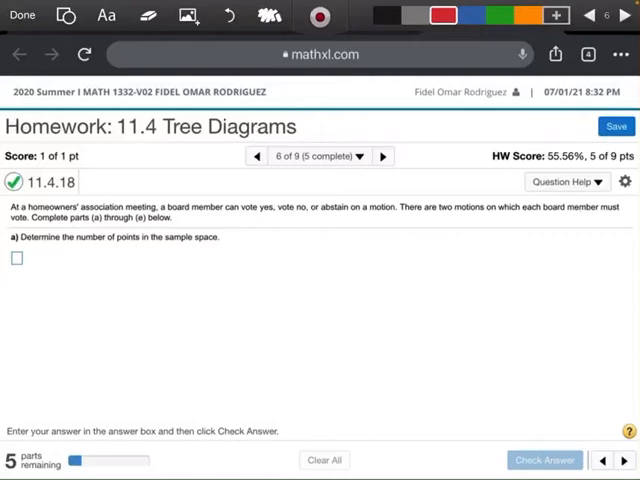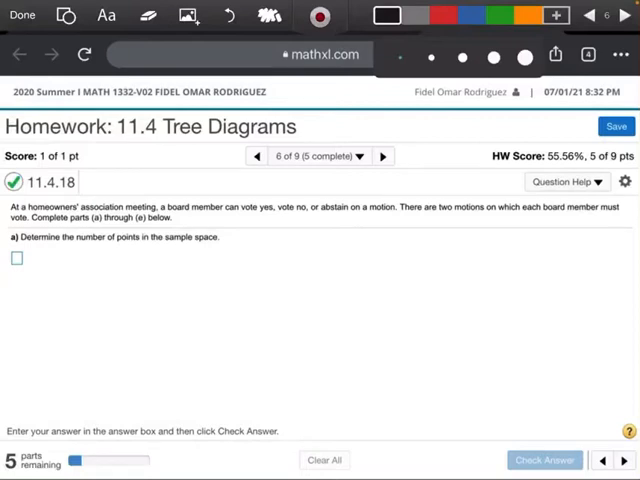All right, so guys, this is number 6 out of 11.4. And the problem here says, at a homeowners association meeting, a board member can vote yes, they can vote no, or they can abstain on any motion. It says there's 2 motions on which each board member must vote. So the first question says, determine the number of points in the sample space.